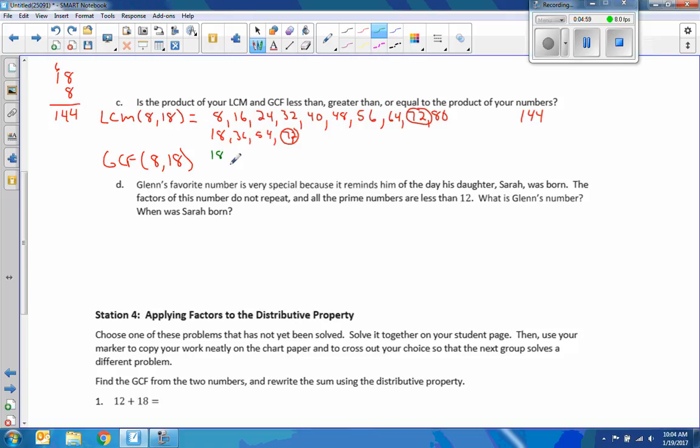So factors of 18 are 1 times 18, 2 times 9, 3 times 6. So 1, 2, 3, 6, 9, and 18 are factors of 18. Factors of 8 are 1 times 8.